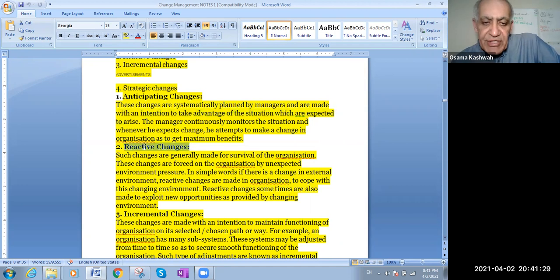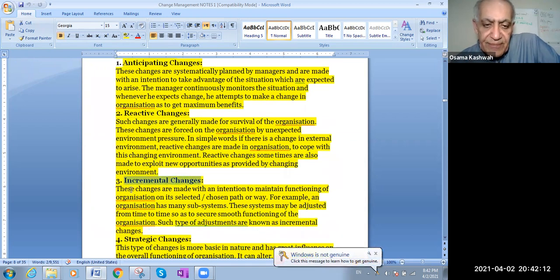What about the reactive changes? Such changes are generally made for the survival of the organization, to keep the organization alive. These changes are forced on the organization by unexpected environmental pressures. If there is a hurricane, a tsunami, or any environmental change that affects the society, we will need this kind of change, which is reactive change. It is a kind of reaction from the organization to some external forces that affect it. For that reason, we have to accept these reactive changes and go through them.